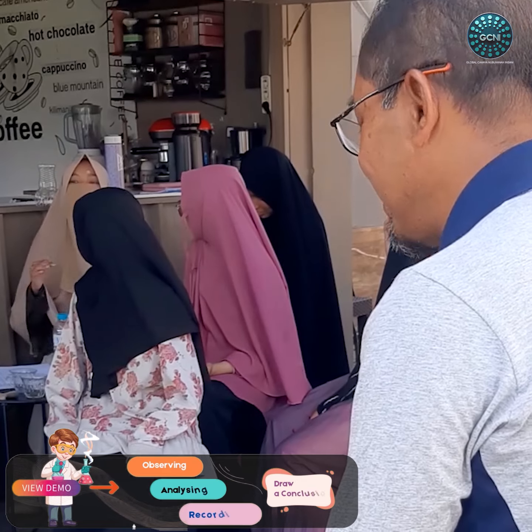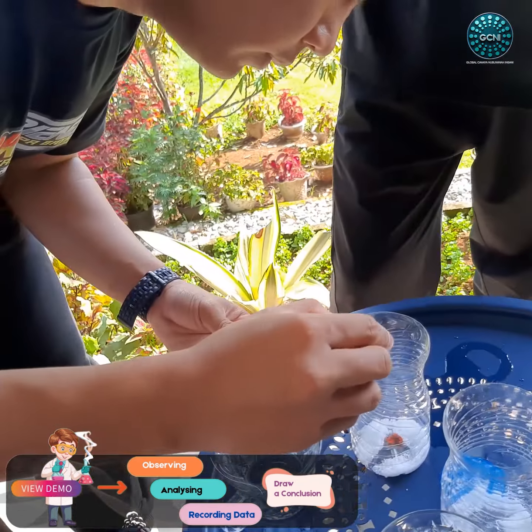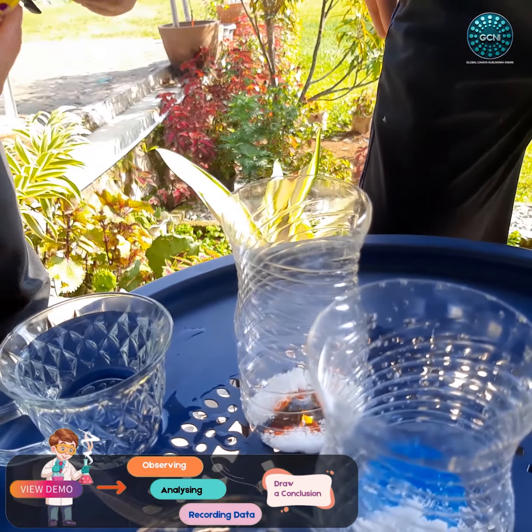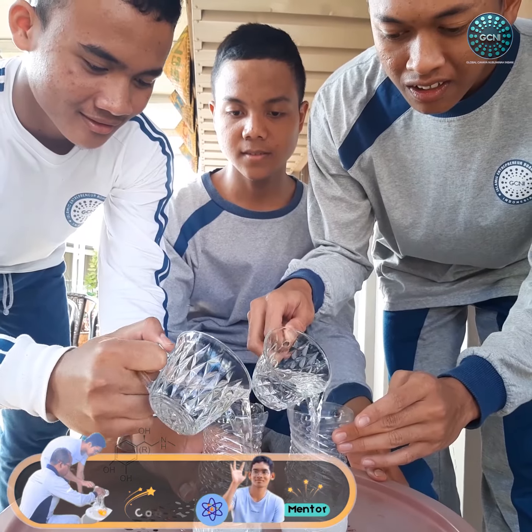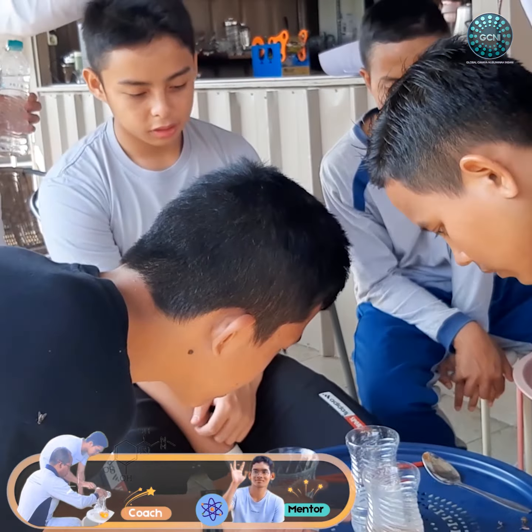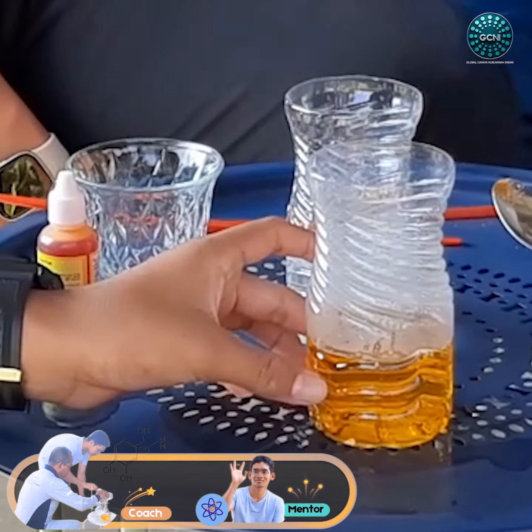Students collaborated to carry out the experiment, guided by the group leader and mentor. The coach provided direction so that each treatment of the experimental process ran according to the work procedure and the results of the experiment were accurate.